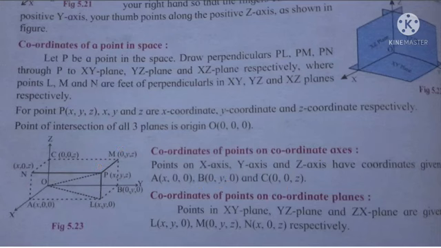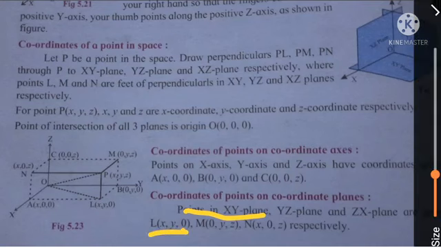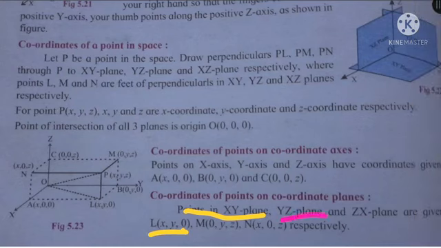And the coordinates of a point on the coordinate planes. See, if a point is in the xy plane, then which coordinate will be 0? The z coordinate will be 0. Then if a point is in the yz plane, then its x coordinate is 0, and if a point is in the xz plane, then its y coordinate is 0. Okay, understand?